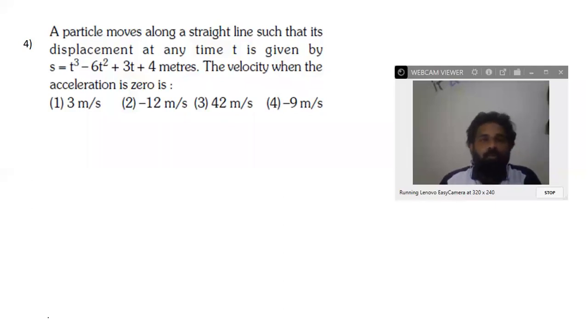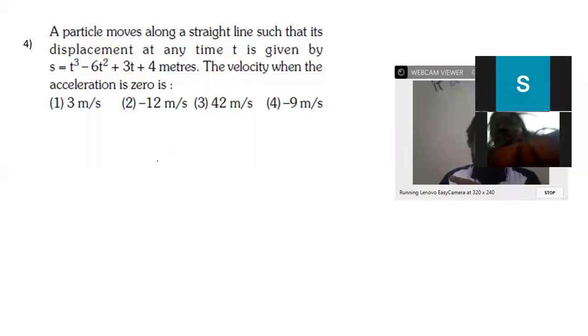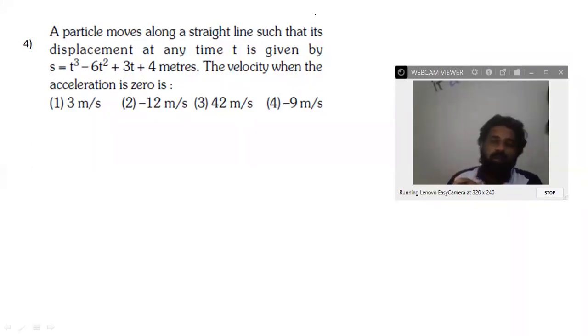Okay, next problem. A particle moves along a straight line such that its displacement at any time t is given by s is equal to t cube minus 6t square plus 3t plus 4. What is the velocity when the acceleration is 0? They are asking the value of velocity when the acceleration is 0. First we need to find acceleration, equate acceleration to 0, then find the time from there. That time we substitute in the equation of velocity so that we will get the velocity when acceleration is 0.